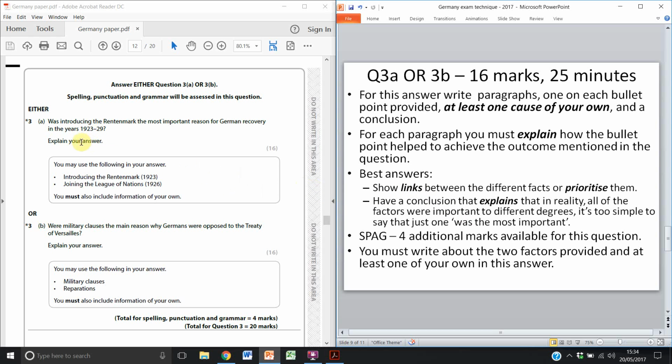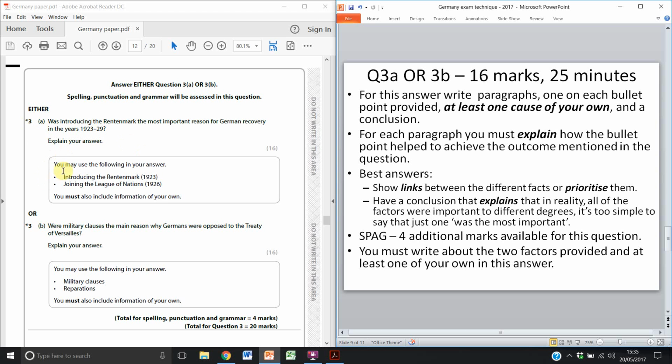So you will have a hypothesis, all right, for each question, and it will ask you your opinion. So have a look at 3A first of all. Was introducing the Rentenmark the most important reason for German recovery in the years 23 to 29? If you remember, the Rentenmark was the new currency that Gustav Stresemann introduced in 1923 to replace the German currency that had become worthless through hyperinflation.